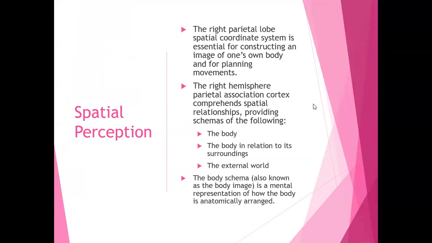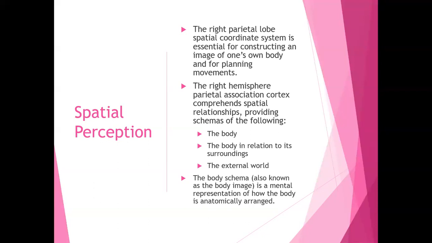So spatial perception is also controlled in a similar area on the right side of the cerebral cortex. So the right parietal lobe spatial coordinate system is used in constructing an image of your own body and for planning movements. So the right hemisphere parietal association cortex comprehends spatial relationships and provides a body schema of the body in relation to its surroundings and the external world. So body schema, also known as body image, is a mental representation of how the body is anatomically arranged. So you know where your right hand is, and you know where your left hand is, and you know where your feet are.